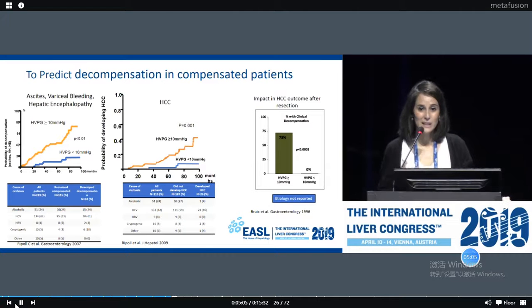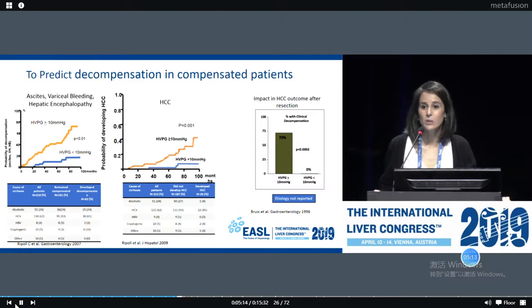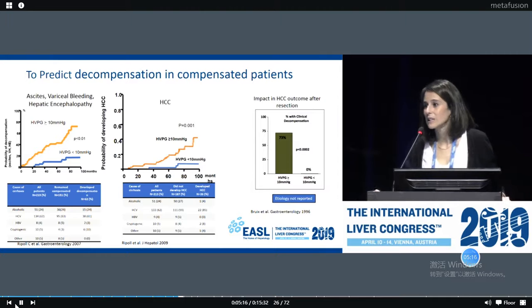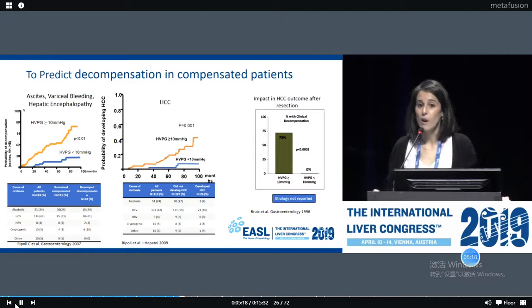This 10 millimeters threshold is also useful to predict the development of ascites, hepatic encephalopathy, hepatocellular carcinoma, and also has an impact on the outcome of HCC after surgical resection.